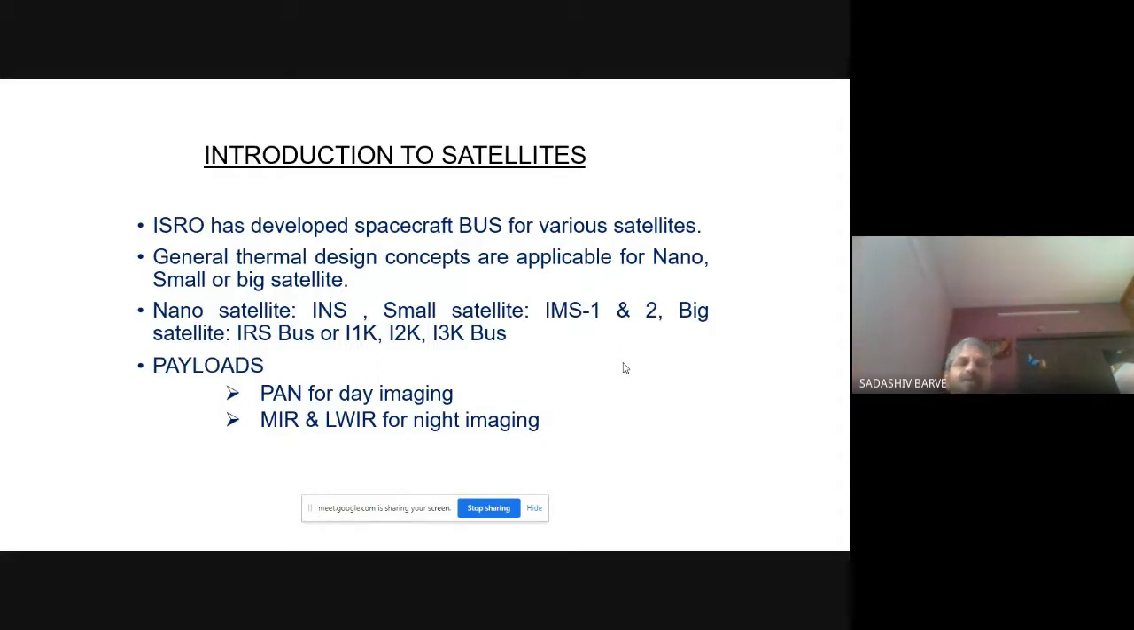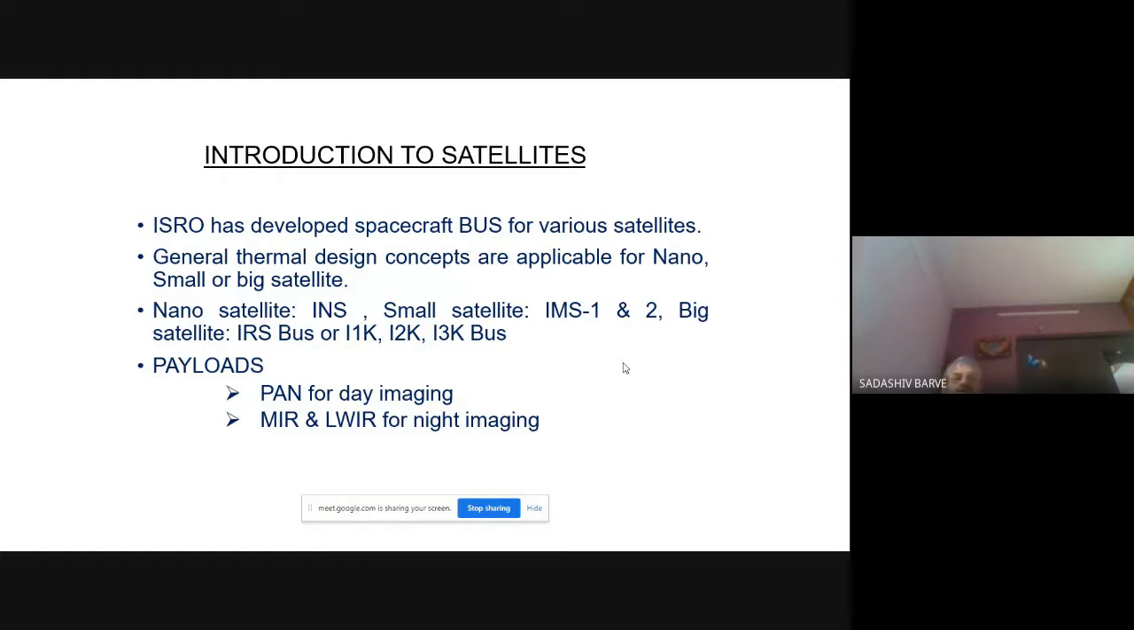For nano satellites, there is the Indian Nano Satellite bus; for small satellites, the bus developed for IMS-1 and 2; while for big satellites, there are IRS buses, or the INSAT class of satellites with the I-1K, I-2K, and I-3K buses. So a bus is basically the structural design that houses a variety of satellite subsystem packages and other related material or accessories.